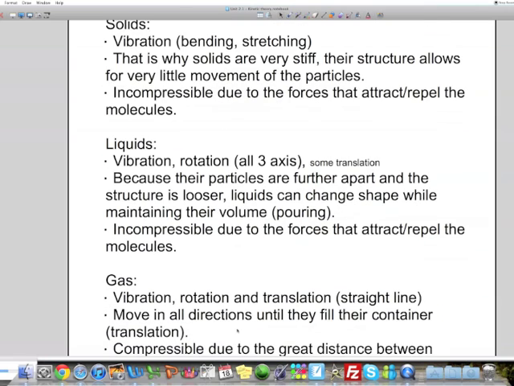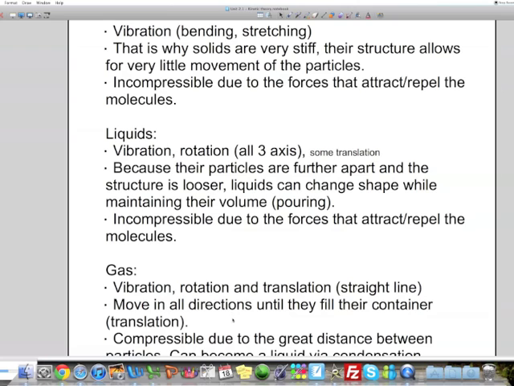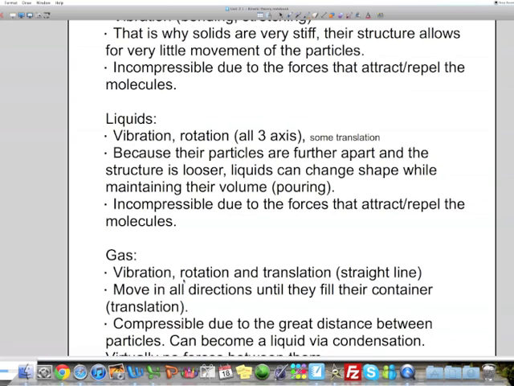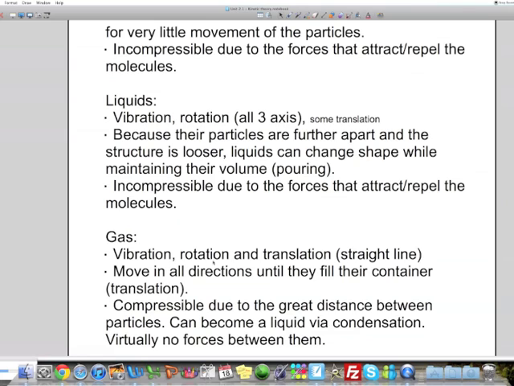And a gas. We know that gas particles are really, really far apart. So we can actually compress gases. So here it says they're compressible. There's 3 types of movement: vibration, rotation, and translation in a gas. So it has all 3. And because of this translation, the gas particles move in all directions, and they'll tend to use the whole space available. So they'll fill out their container.